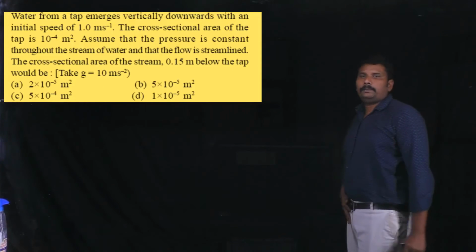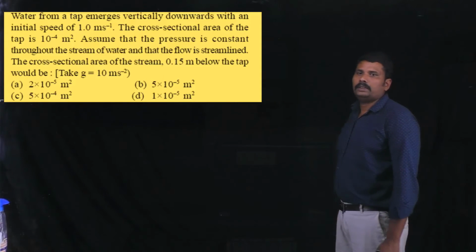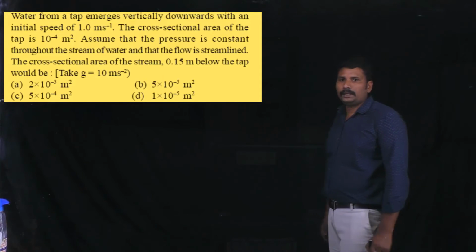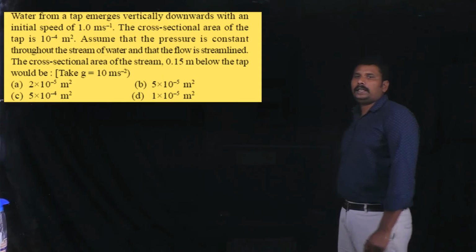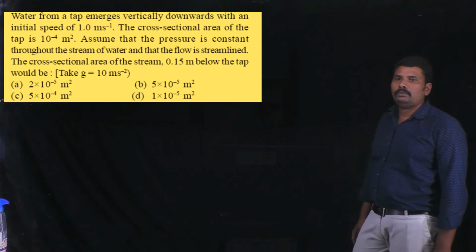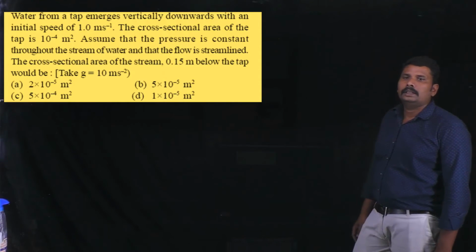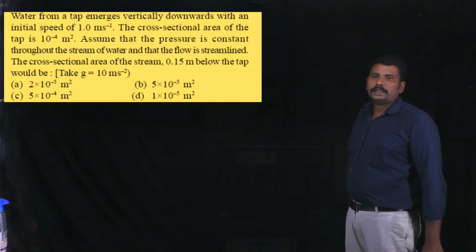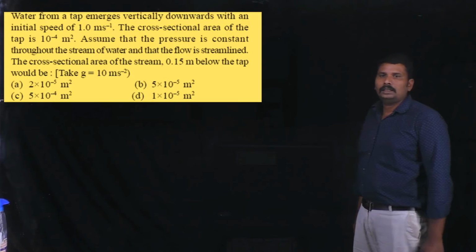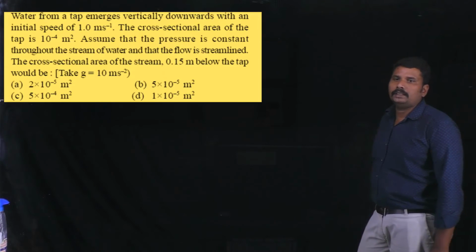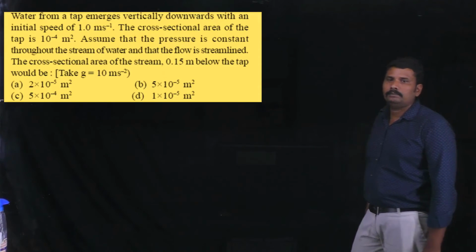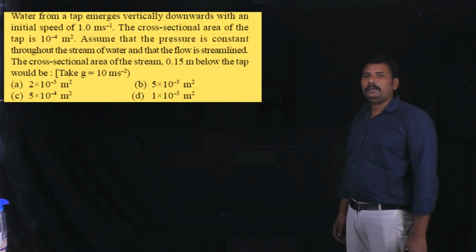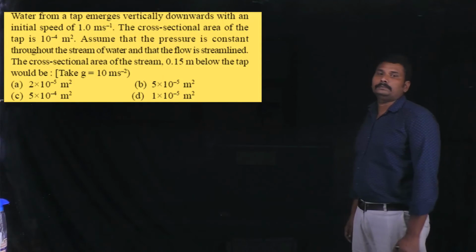Water from a tap emerges vertically downwards with an initial speed 1 meter per second. The cross-sectional area of the tap is 10 power minus 4 meter square. Assume that the pressure is constant throughout the stream of water and that the flow is streamlined. The cross-sectional area of the stream 0.15 meters below the tap would be.